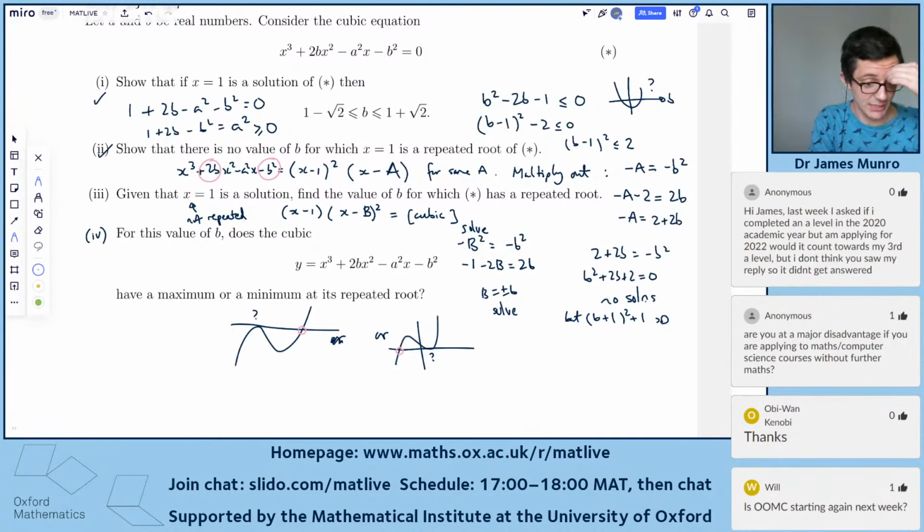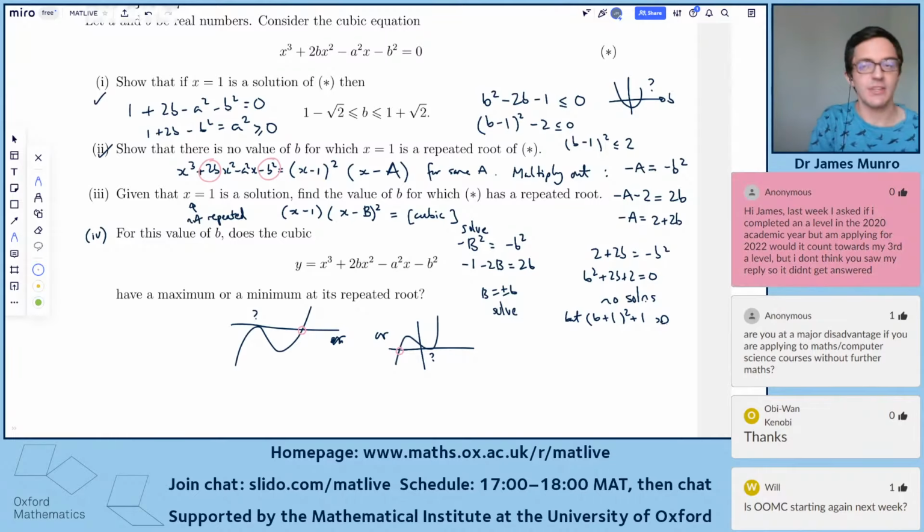A-levels in 2020, applying for 2022, would it count towards a third? So the policy for the maths department: if you're doing maths then further maths, that's fine with us. If you did an A-level in 2020, that's like 2 years ago. If it's not maths, then it probably doesn't count towards our standard conditional offer.